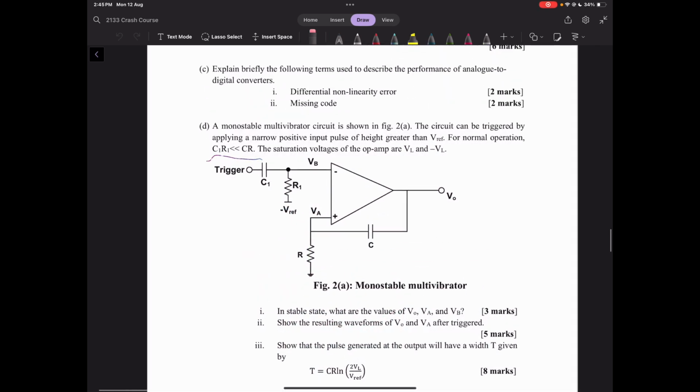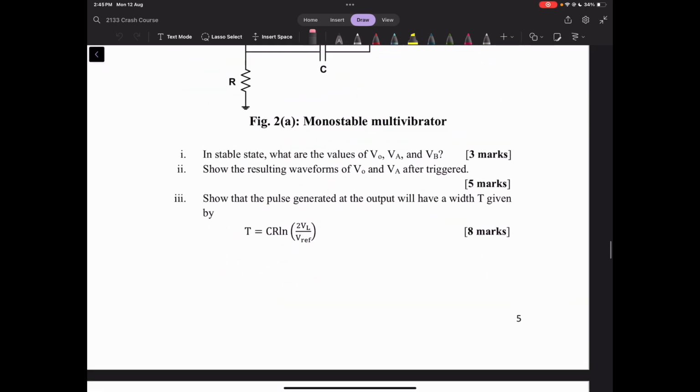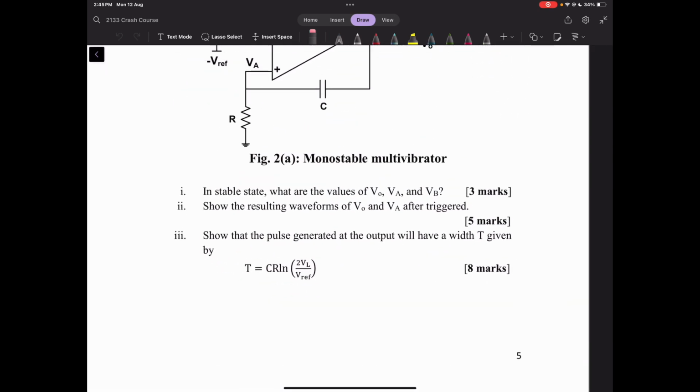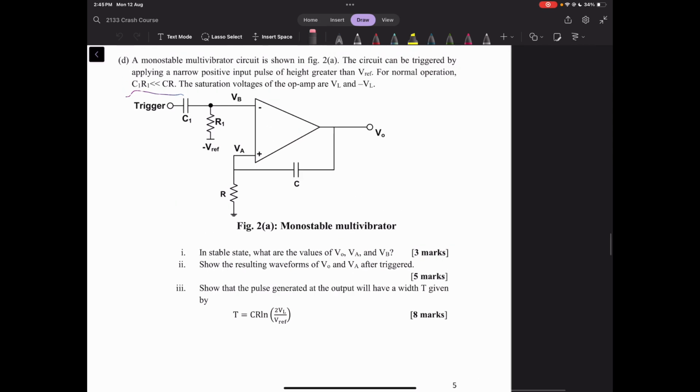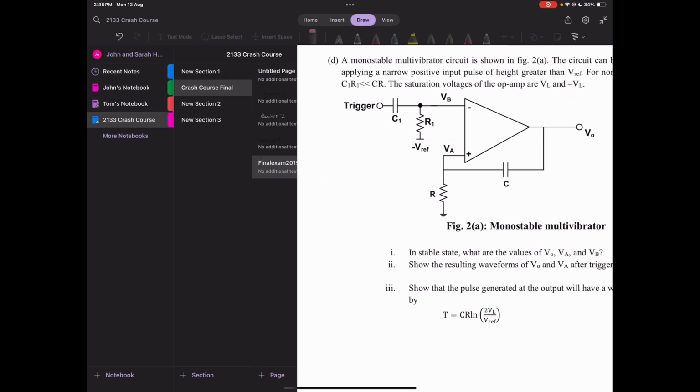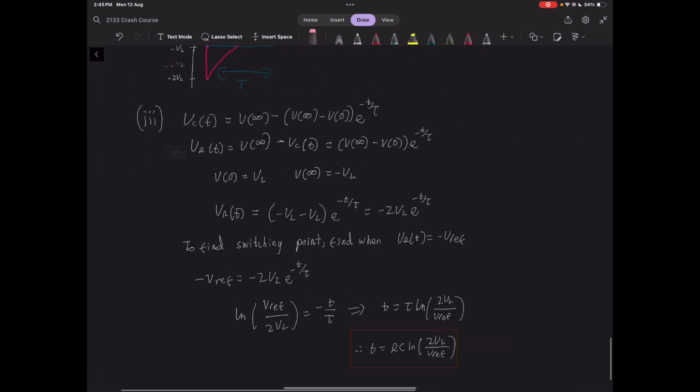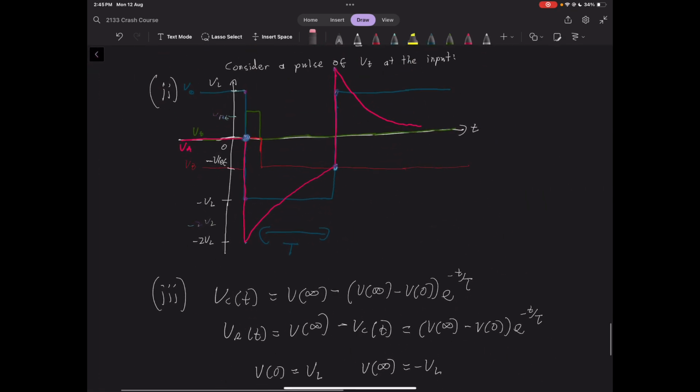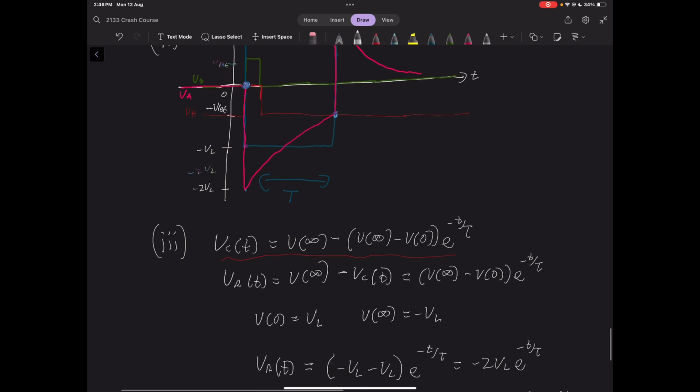So now looking at part 3, we want to show that the pulse generated at the output will have a width T given by this formula here. So let's look at that. Obviously the voltage across the capacitor, hopefully you remember this from quad 1, is given by this formula, V final minus V initial, and then that's negative T on tau, where tau is the time constant of the capacitor.